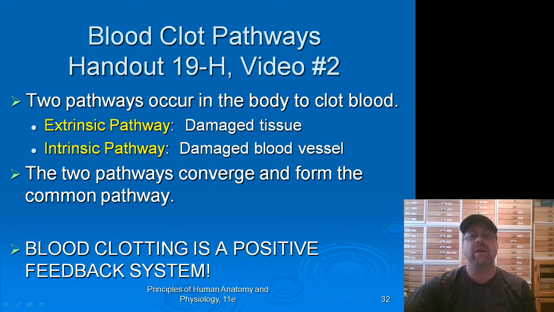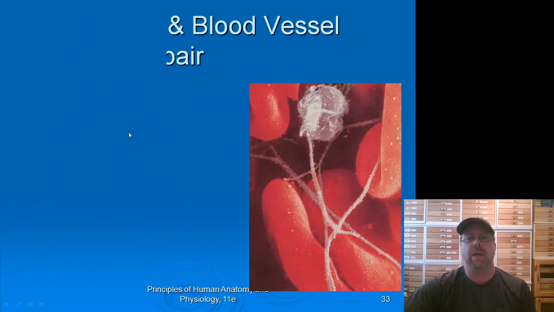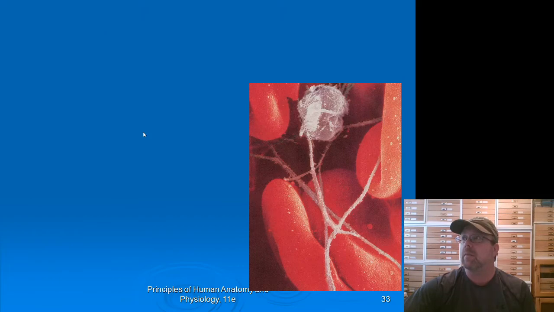Now, if we look at this, it says there are two pathways that our body uses to clot blood. We have what's called the extrinsic pathway, and then we have another one called the intrinsic pathway. Whoops, let me go back here.